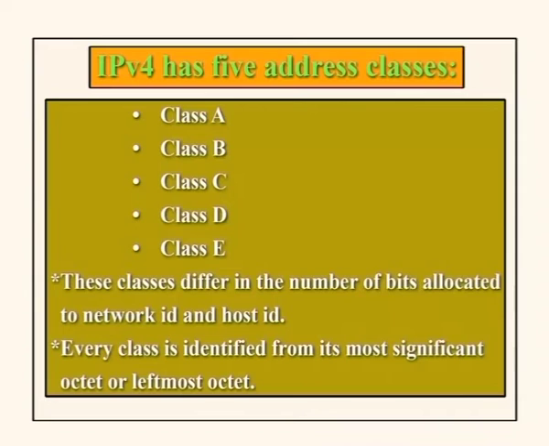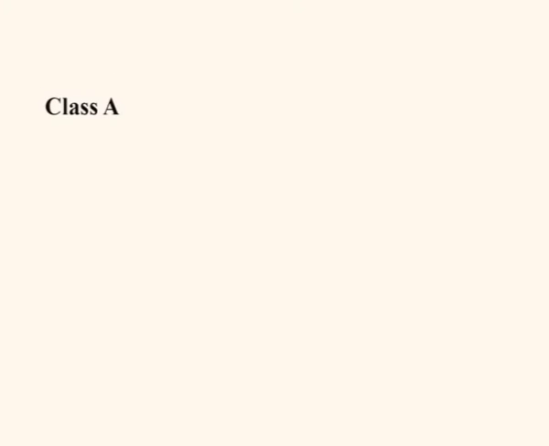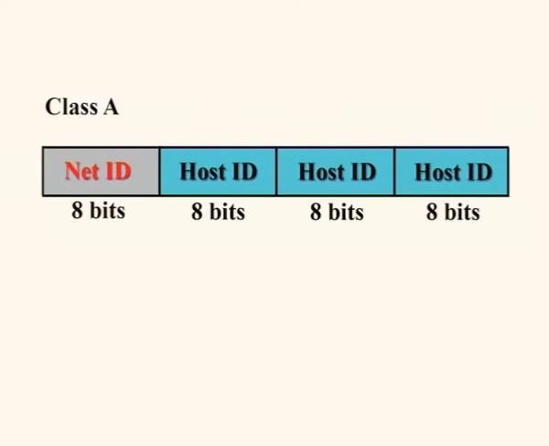Keeping in mind this concept, let us discuss different address classes. IPv4 has 5 address classes: class A, class B, class C, class D and class E. These classes differ in the number of bits allocated to the network ID and host ID. Every class is identified from its most significant octet or leftmost octet. Class A. In class A, the IP address's leftmost or most significant octet is used as network ID as shown on the screen.